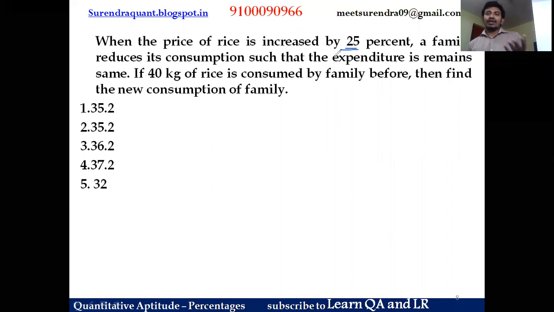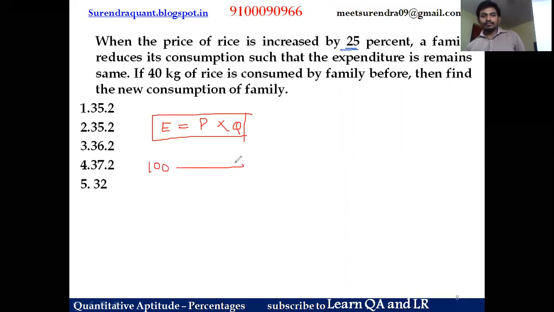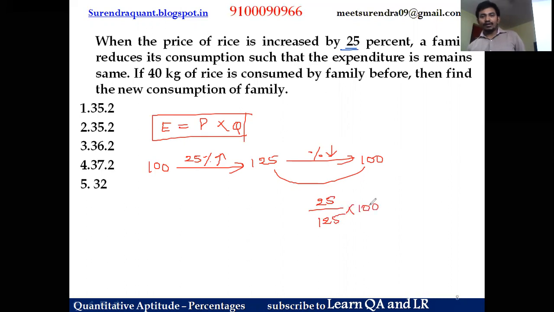20%, right? Okay, let us discuss that situation as well. We know that expenditure equals price into quantity. The expenditure is 100. Price increases by 25%, so expenditure is 125. What must be decreased in the consumption to maintain the same expenditure? The change in value is 25, decreasing from 125. To convert into percentage, 25 goes 5 times into 100, so 100 by 5. 20% decrease in the consumption.